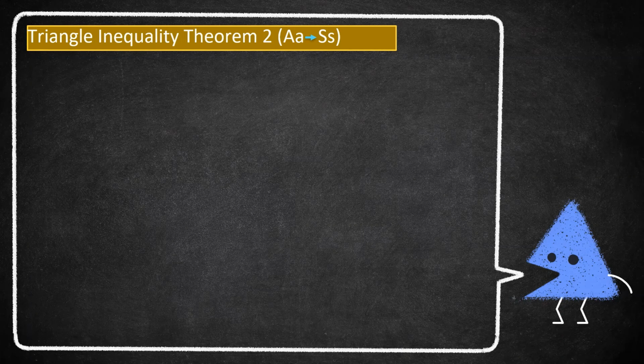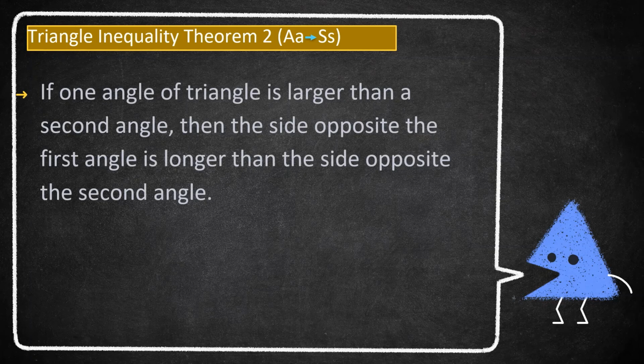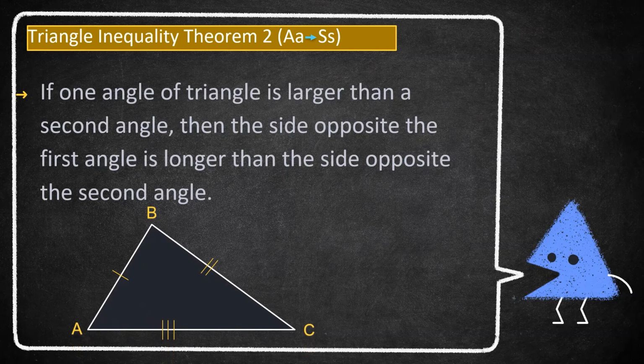Another theorem is the triangle inequality theorem number 2, which is the angle-side relation. It states that if one angle of a triangle is larger than a second angle, then the side opposite the first angle is longer than the side opposite the second angle. So let's say in our given triangle, angle A is greater than angle C. So we can now say that BC is longer than BA.